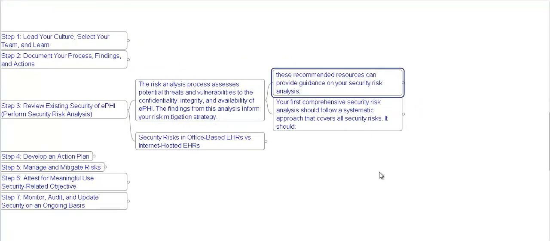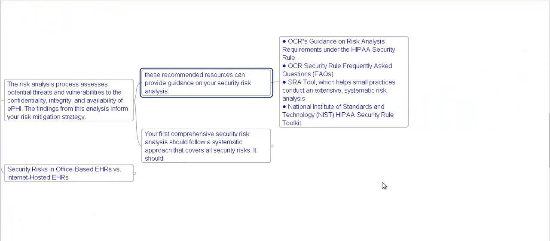These are recommended resources that can provide guidance on your security risk analysis. OCR, Office for Civil Rights, guidance on risk analysis requirements under the HIPAA Security Rule. OCR Security Rule frequently asked questions. SRA tool, which helps small practices conduct an extensive systematic risk analysis. National Institute of Standards and Technology (NIST) HIPAA Security Rule toolkit.